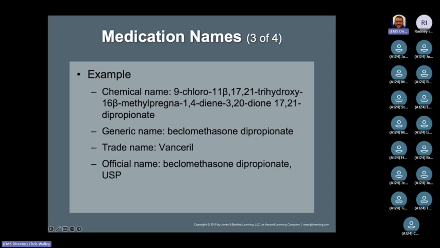Now we talk about a generic name. It's the beclomethasone dipropionate or Vanceril. Now we are used to seeing that trade name, Vanceril. Now the official name is the beclomethasone dipropionate, that's given by the USP. And there, y'all can tell that I don't pronounce them right, so I'm sorry.